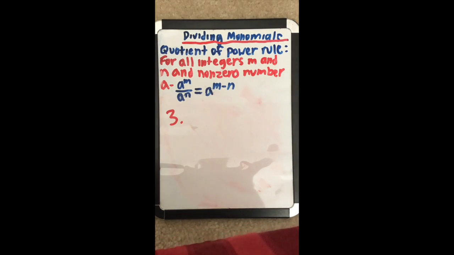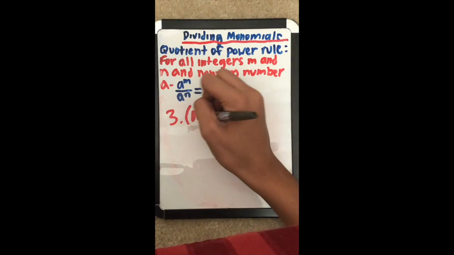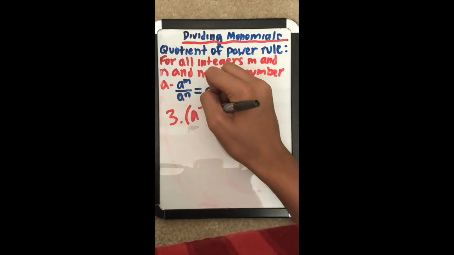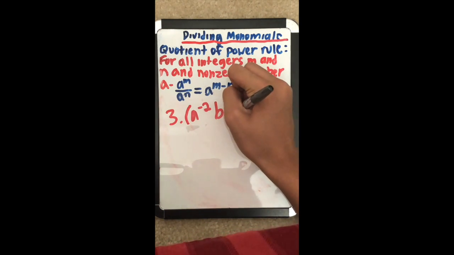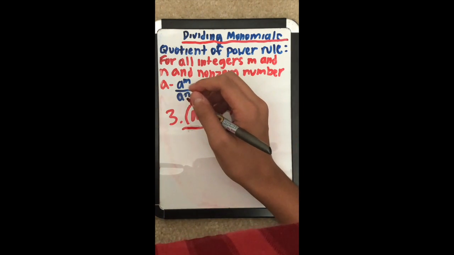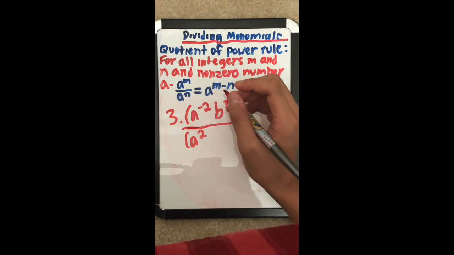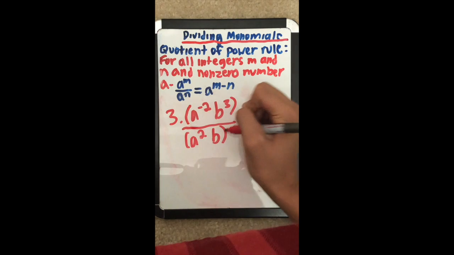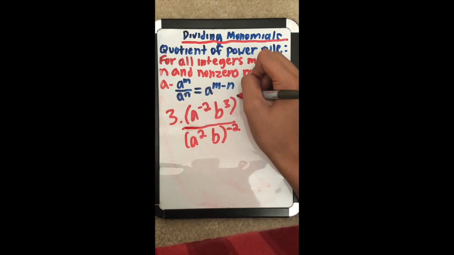Now that we did question number 2, let's try something a lot harder. That's where question number 3 comes in. Question number 3 is parentheses a to the power of negative 2, b to the power of 3, close parentheses, divided by parentheses a to the power of 2, b, close parentheses. Outside of the first parentheses is negative 2, and outside of the second parentheses is 2.